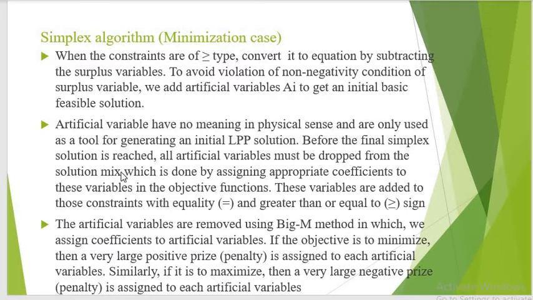solution. Before the final simplex solution is reached, all artificial variables must be dropped from the solution mix, which is done by assigning appropriate coefficients to these variables in the objective function. These variables are added to those constraints with equality and greater than or equal to sign. The artificial variables are removed using the Big M method, in which we assign coefficients to artificial variables. If the objective is to minimize, then a very large positive price or penalty is assigned to each artificial variable. Similarly, if it is to maximize, then a very large negative price or penalty is assigned to each artificial variable.